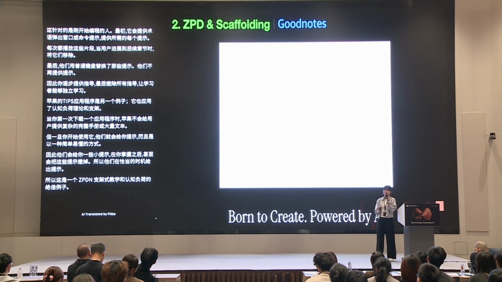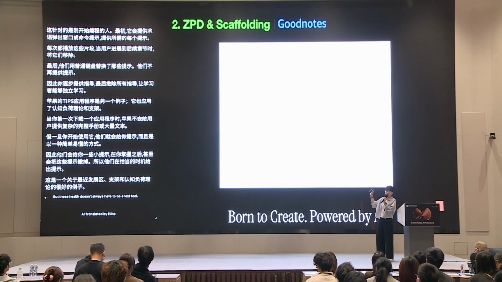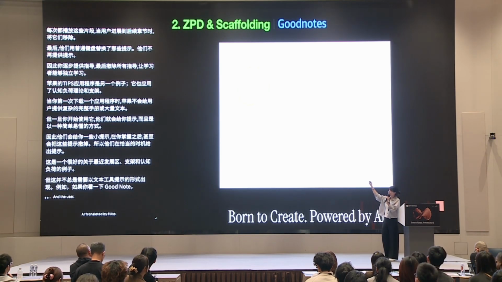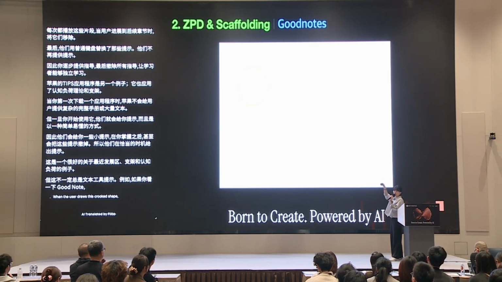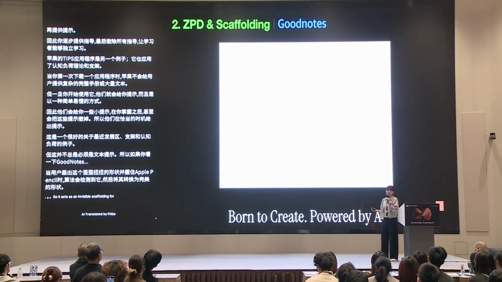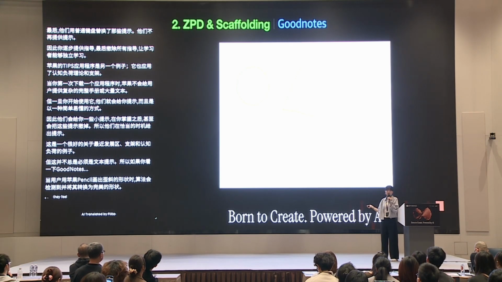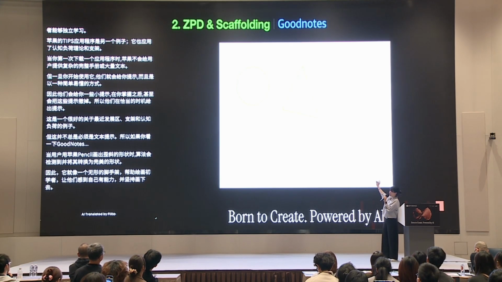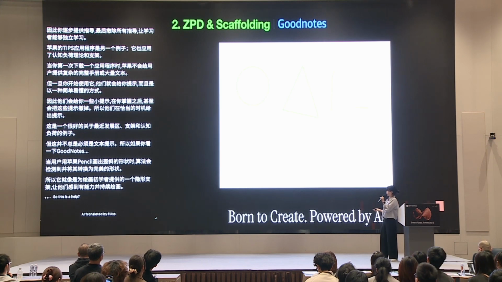But this help doesn't always have to be a text tooltip. If you take a look at GoodNotes, when the user draws a crooked shape and holds the Apple Pencil, the algorithm detects it and changes it into a perfect shape. So it acts as an invisible scaffolding for drawing beginners, and they feel capable and keep drawing. This is scaffolding help in another way for the user.